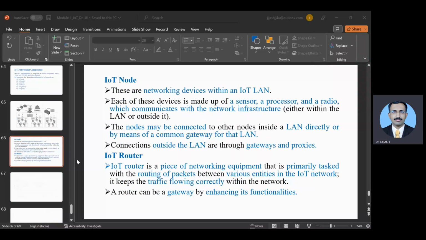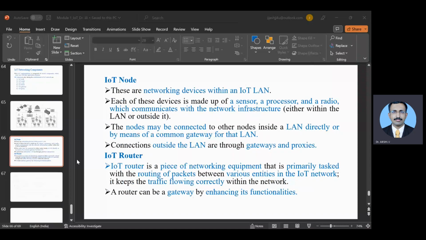Let us give a very simple example. How many students are there? Let us take 60. How many nodes will be there? 60 nodes. So in the same way, nodes are what? They are networking devices within the IoT LAN. What is LAN? All those things you have studied. What is LAN? Local area network.